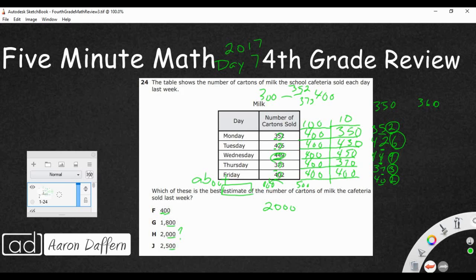So I've got 5, 10, 20. And then I've got 5, 9, 13, and there's my 17 and 20. So it's the same rounding to the tens or the hundreds. So this is definitely my answer. It's going to be 2,000.